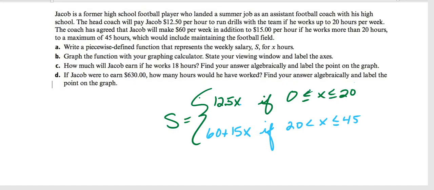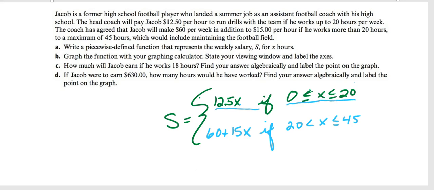Jacob is a former high school football player who landed a summer job as an assistant football coach with his high school. The head coach will pay Jacob $12.50 per hour to run drills for the team if he works up to 20 hours per week. So you can see I've modeled that with my first expression, 12.5x, and I've written in where my domain will be.